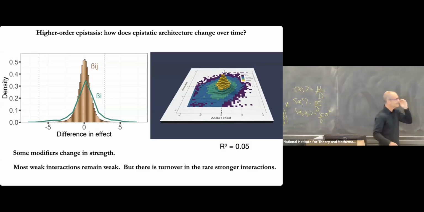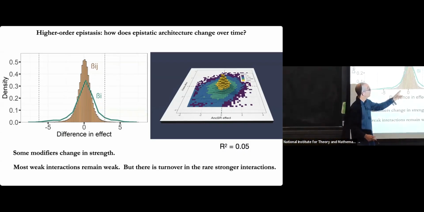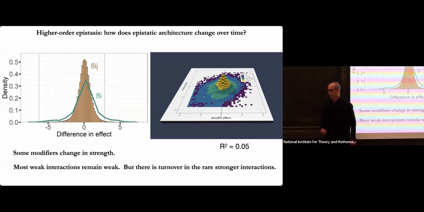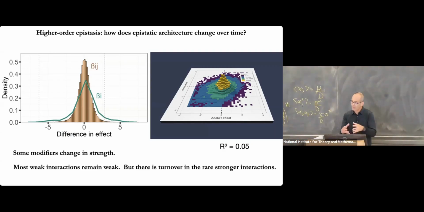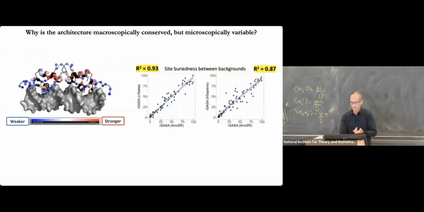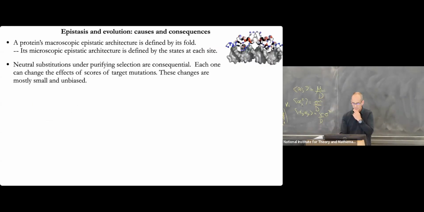But I want you to see that the change in pairs, this is the difference in effect across backgrounds, is considerably smaller than the change in first order effects. So there is this drift in couplings, but it's smaller than the drift in mutation effects per se. All right, so I'll go to my conclusions.